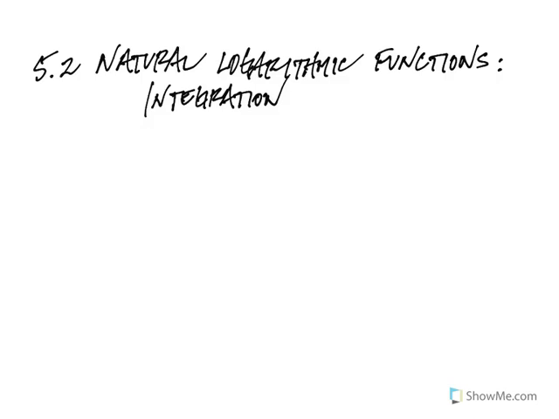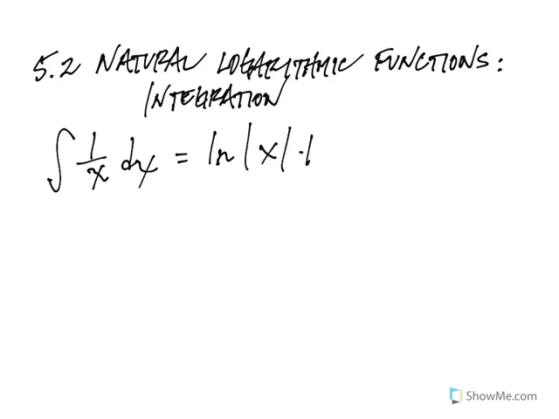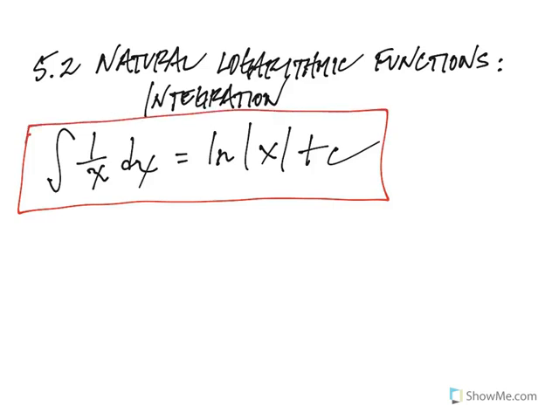Today is section 5.2, the natural log functions, and today we will be talking about integration. All right, if you recall the video from 5.1, we know that the antiderivative of 1 over x dx turns out to be the natural log of the absolute value of x plus c. Actually, in 5.1, we started with the right-hand side and moved to the left. Now we're just going to be going in reverse. This should be added to your memorization list.